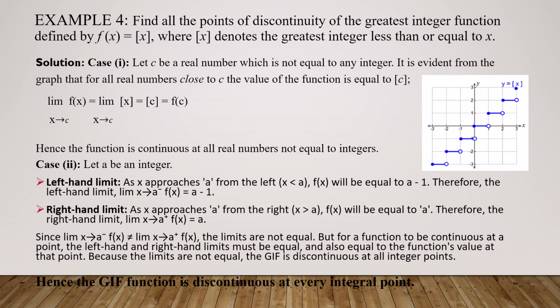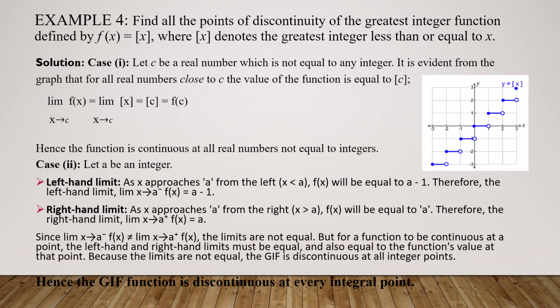First case, suppose it is not an integer, that means let c be a real number which is not an integer. Then limit x tends to c of f(x) is limit x tends to c of box of x, which is same as box of c. So that is equal to f of c. Hence limit x tends to c f(x) is equal to f of c. So the function is continuous for all real numbers which are not integers.